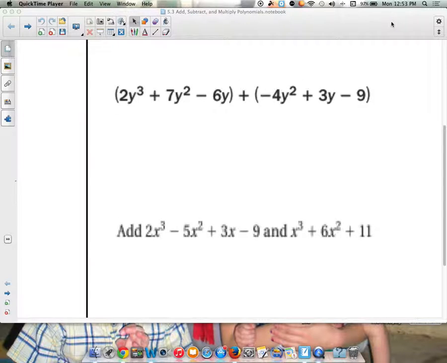Alright, we're going to add polynomials together. Adding polynomials is the same as combining like terms. So if you can combine like terms, then you should be able to add polynomials.